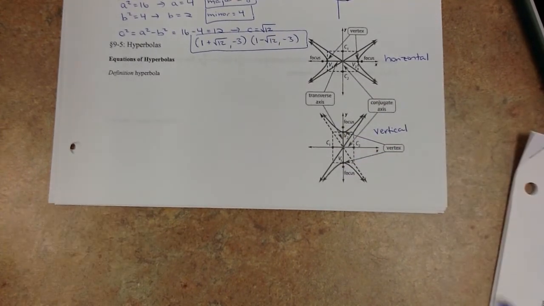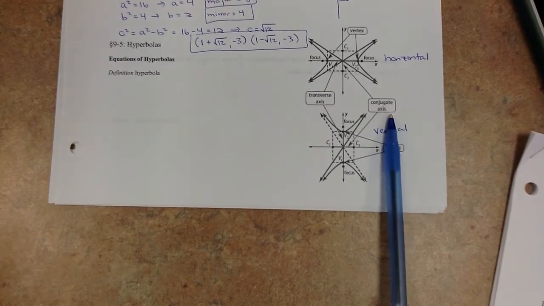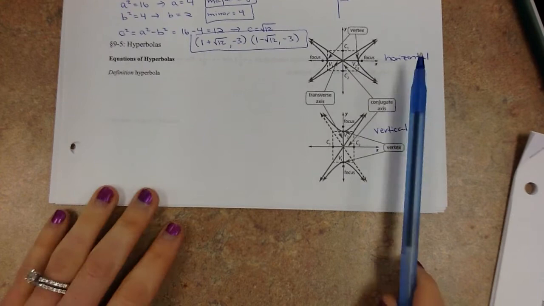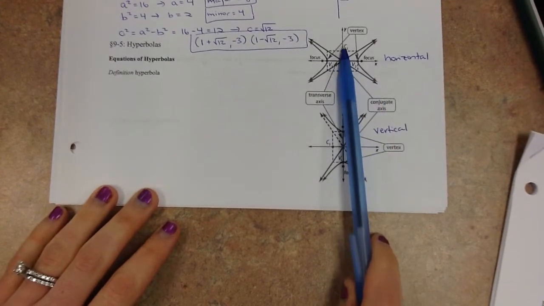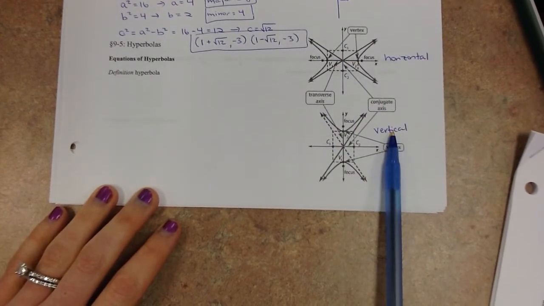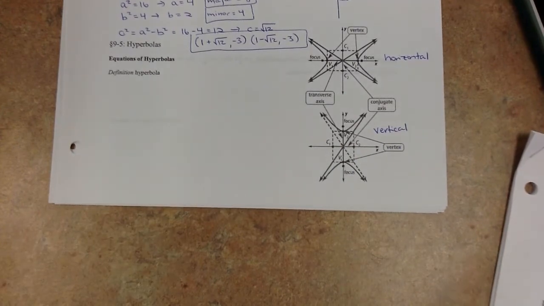And then the conjugate axis, remember the conjugate kind of means like opposite. We've talked about conjugates before. So the conjugate axis is the one opposite the transverse axis. So since this is horizontal, the conjugate is the vertical axis. And since this is vertical, the conjugate is the horizontal axis.